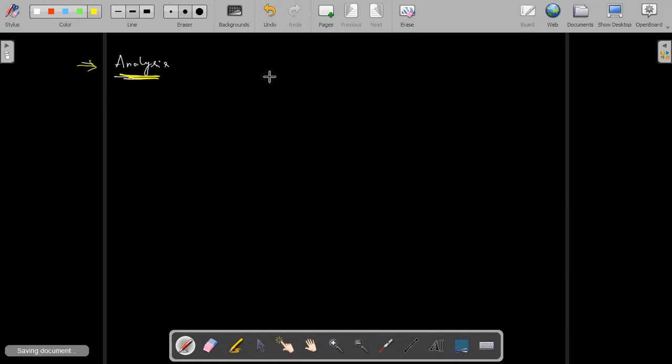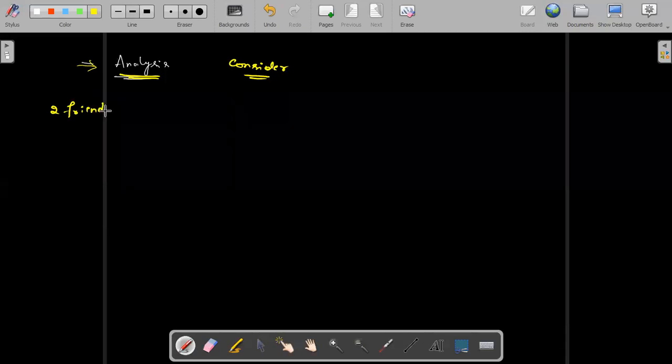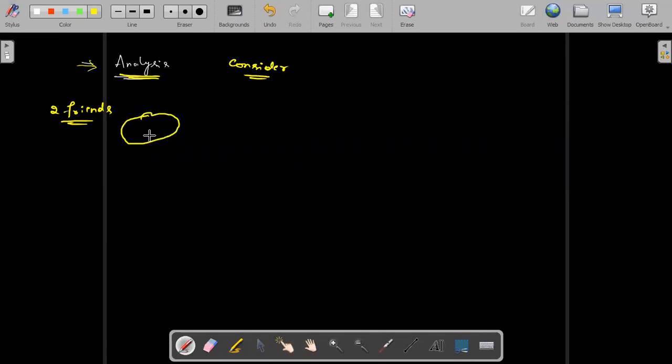Suppose, consider two friends. These two friends are going to identify one problem. Think like that: there is a problem. For this problem, these two friends are going to write an algorithm.